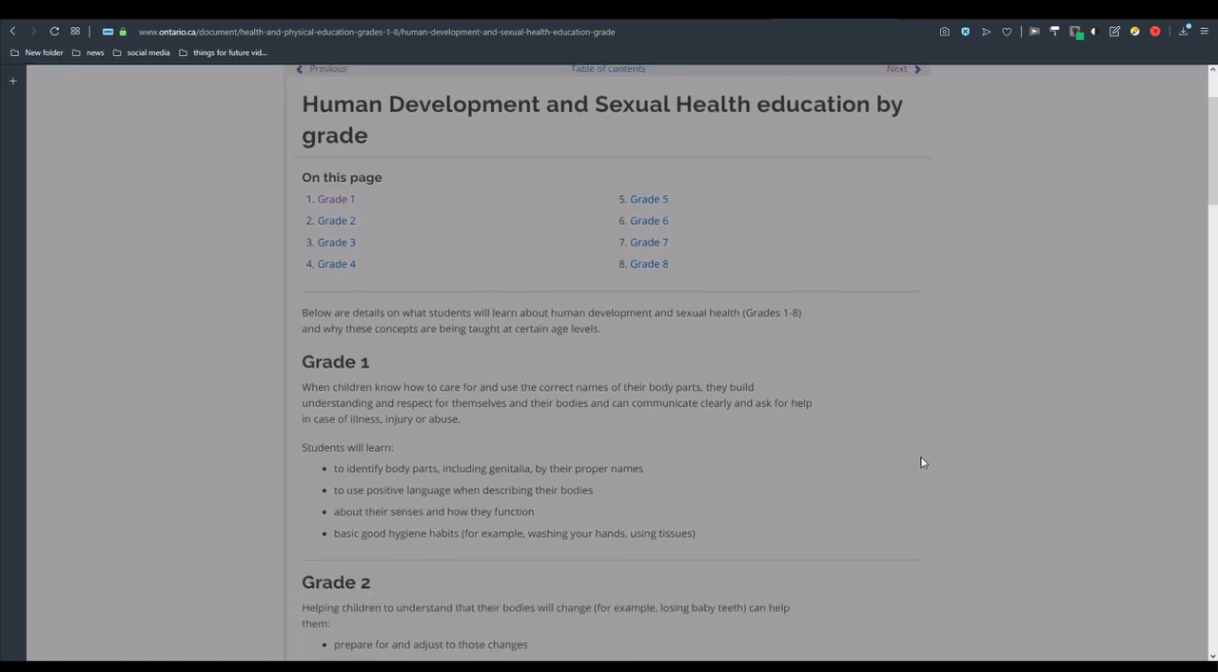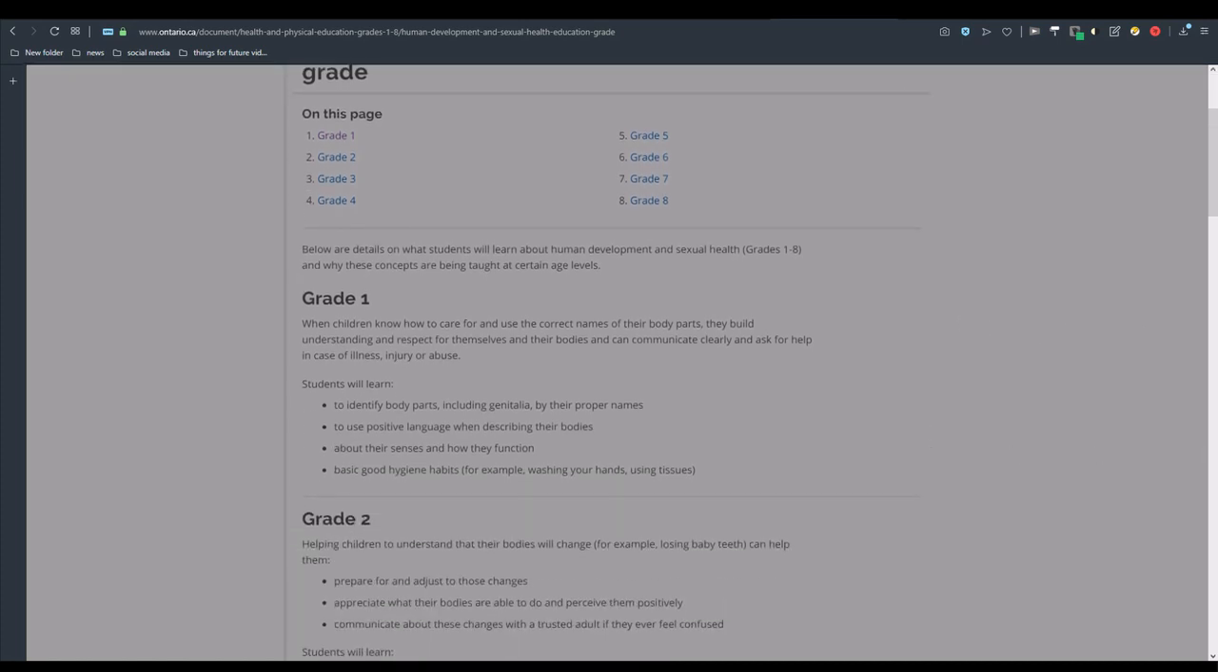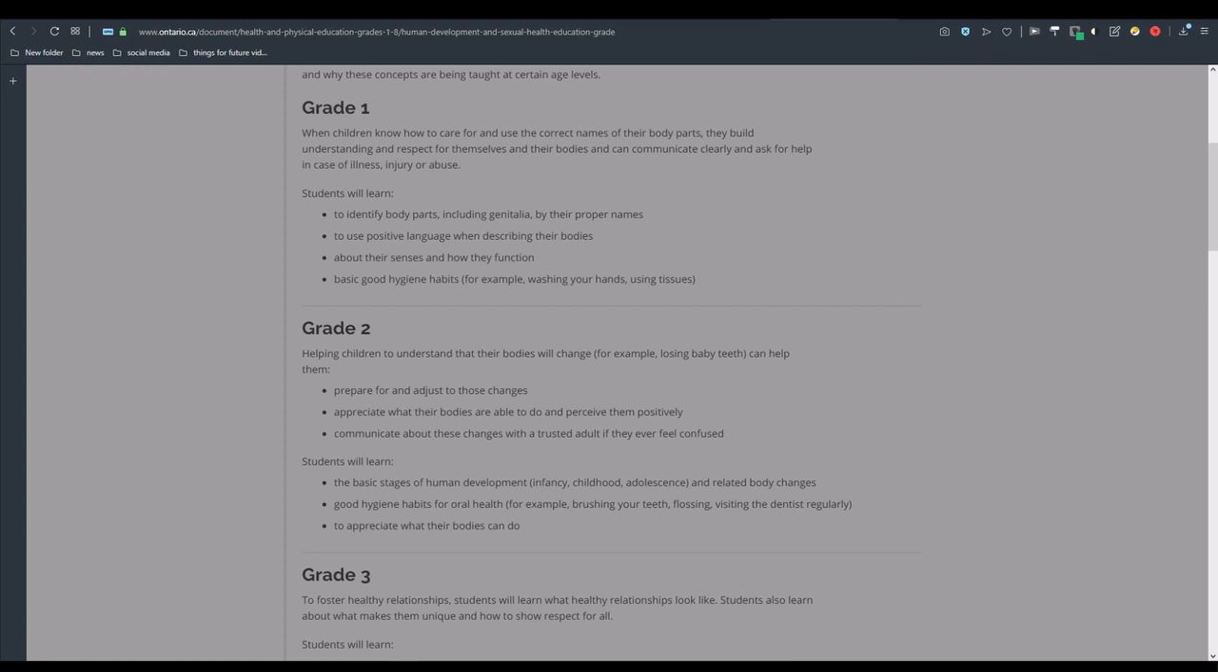So, starting with grade 1, the children are going to be learning their body parts' proper names, positive language when describing their bodies, the senses and their function, as well as good hygiene. So in grade 2, they're going to be learning that their bodies change as they grow. They're going to be learning the different stages of human development, oral hygiene, and personal safety indoors, outdoors, and online. They're also going to learn about prescription and non-prescription medicine.